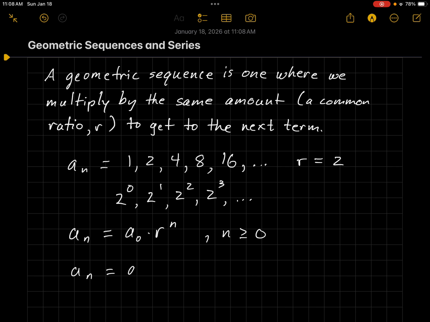If we want to start at n equals 1, we could write it as a sub 1 times r to the n minus 1. That one's very common in textbooks for n greater than or equal to 1. In calculus, most often we start geometric sequences at 0.